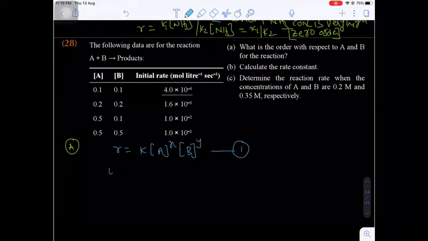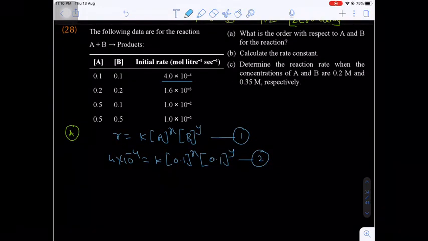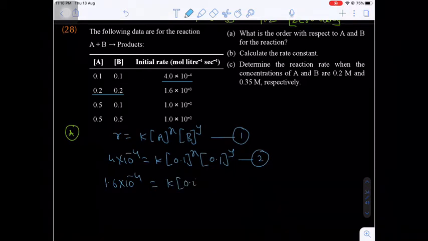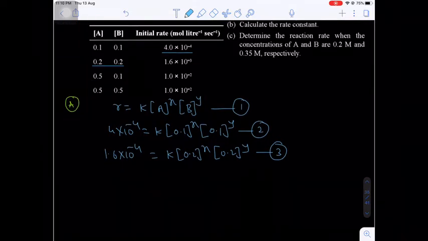4 into 10 raised to minus 4. So the rate will be 4 into 10 raised to minus 4 when the concentration of A is 0.1 molar and the concentration of B is also 0.1 molar. This is equation 2. Take one more rate. If the concentration of both A and B is 0.2 molar, then the rate becomes 1.6 times 10 raised to minus 4. So you will get K into 0.2 molar, and both are 0.2 molar. This is equation number 3. Now these three equations are sufficient to calculate the values of x and y.